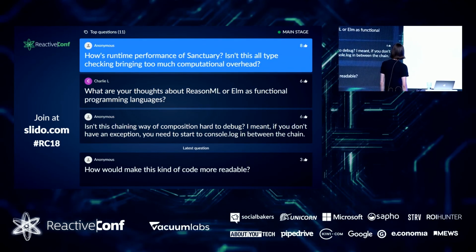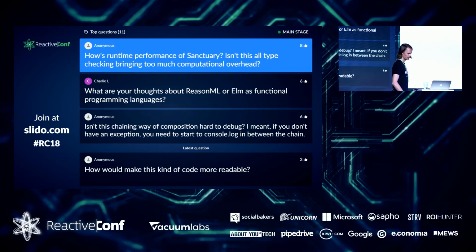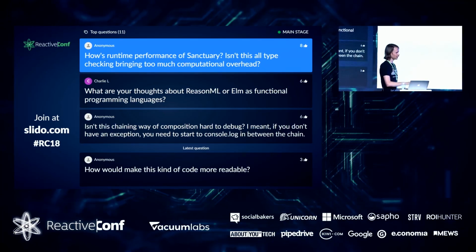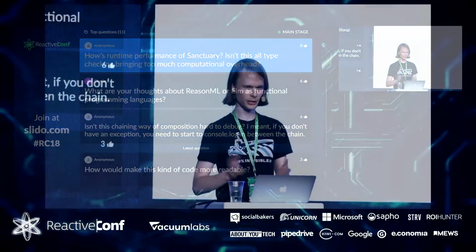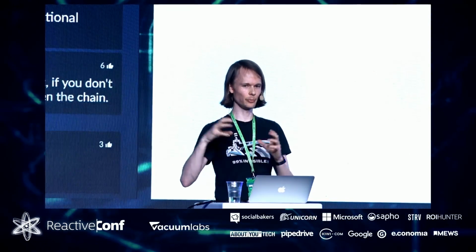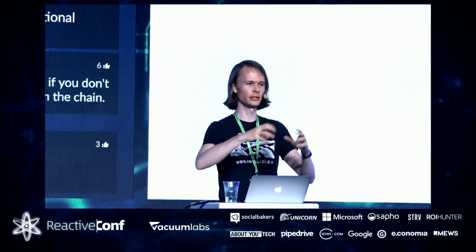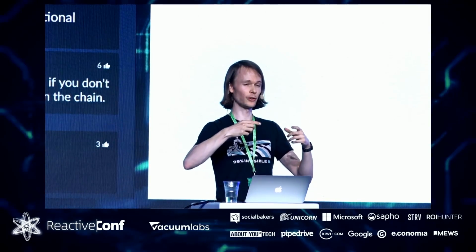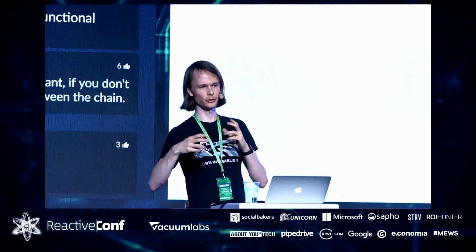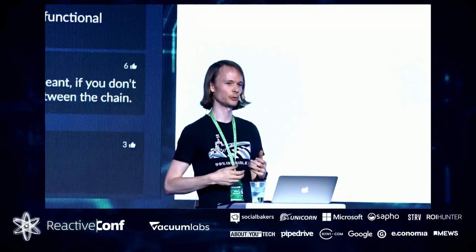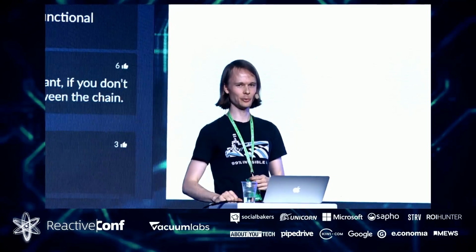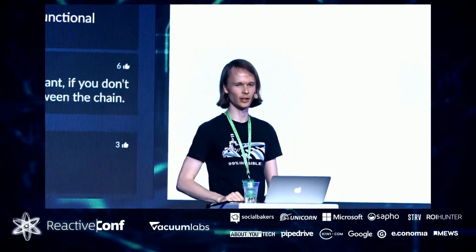How's runtime performance of Sanctuary? Is this all type system checking bringing too much computational overhead? Sorry. Yes, it definitely does bring computational overhead, but we can turn it off. It's very simple. There's a create function in Sanctuary that returns a new Sanctuary module, and we can say checkTypes false when we create that new Sanctuary module. So we can even use a check like NODE_ENV equals production, then we'll disable type checking, otherwise we'll have it on because we're in development.